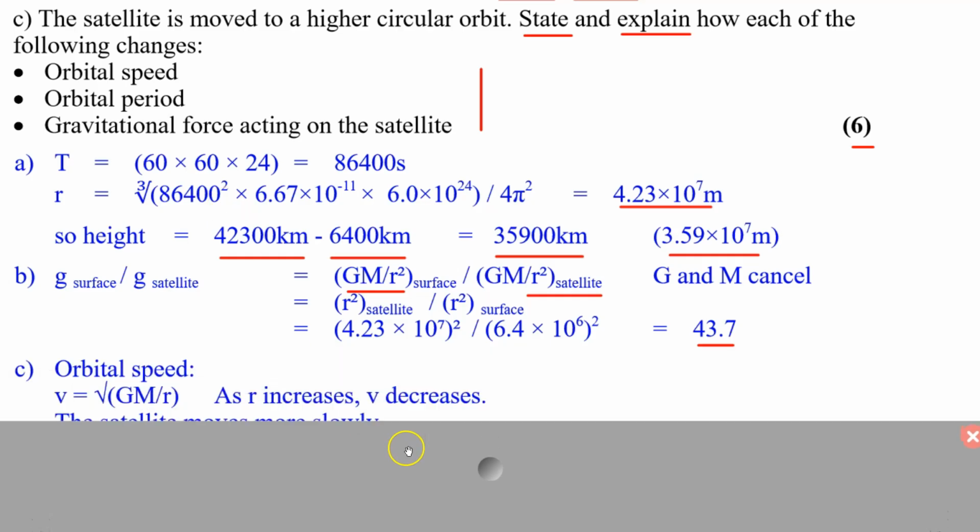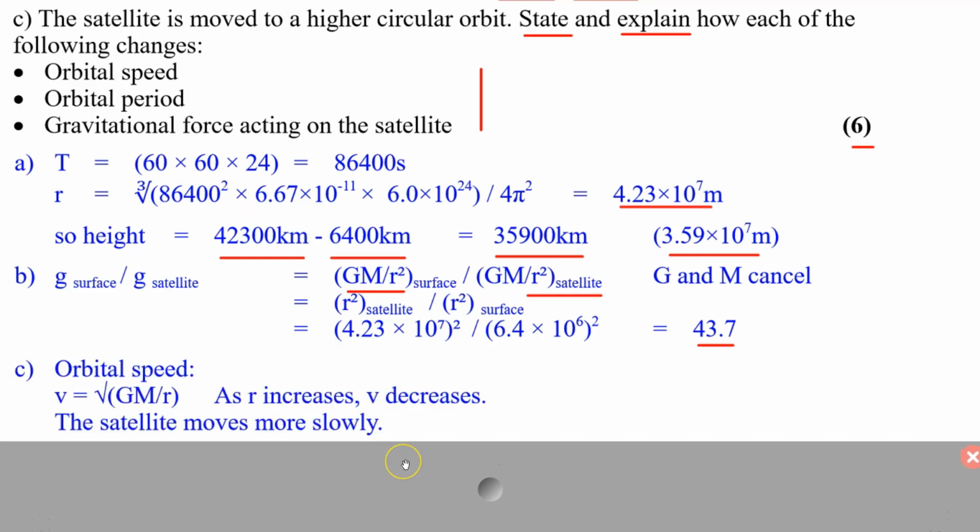So let's have a look at the orbital speed. It's worthwhile breaking this into the 3 parts. We've already covered this before in question 1, so this is basically the same. We've got our expression here, which we've derived or were given in the formula booklet. As radius increases, then v decreases. So the satellite will move more slowly in the higher orbit.